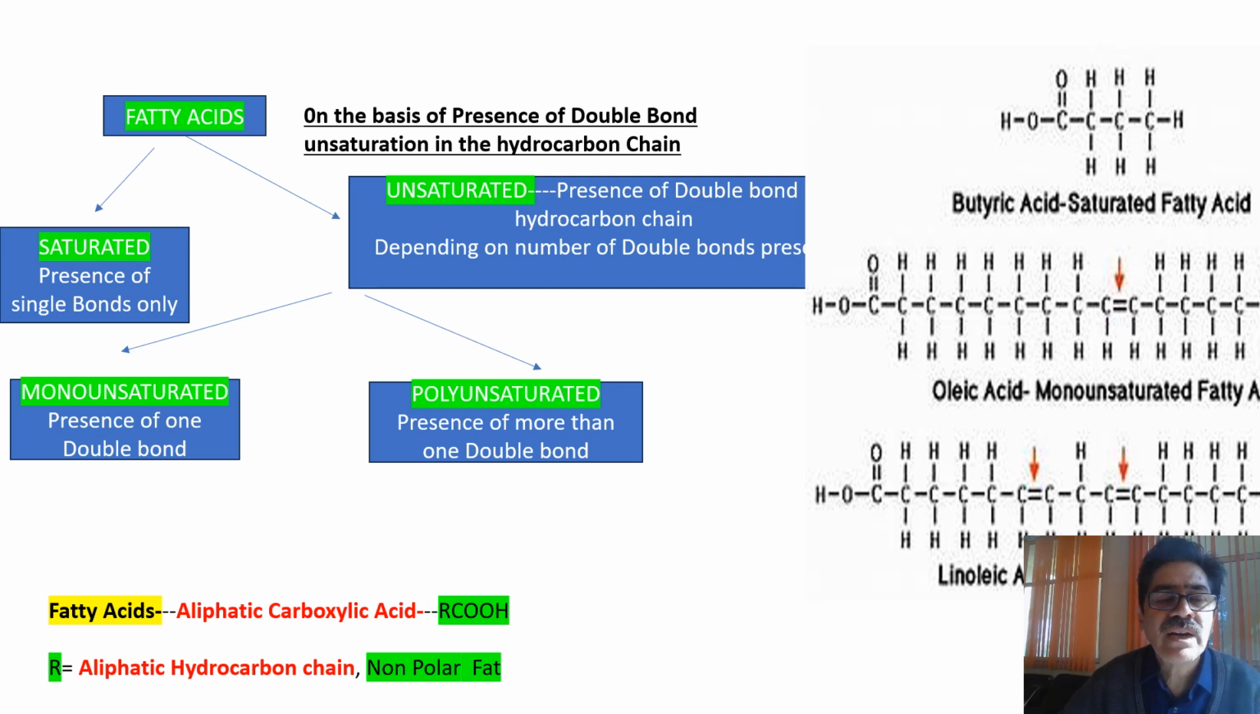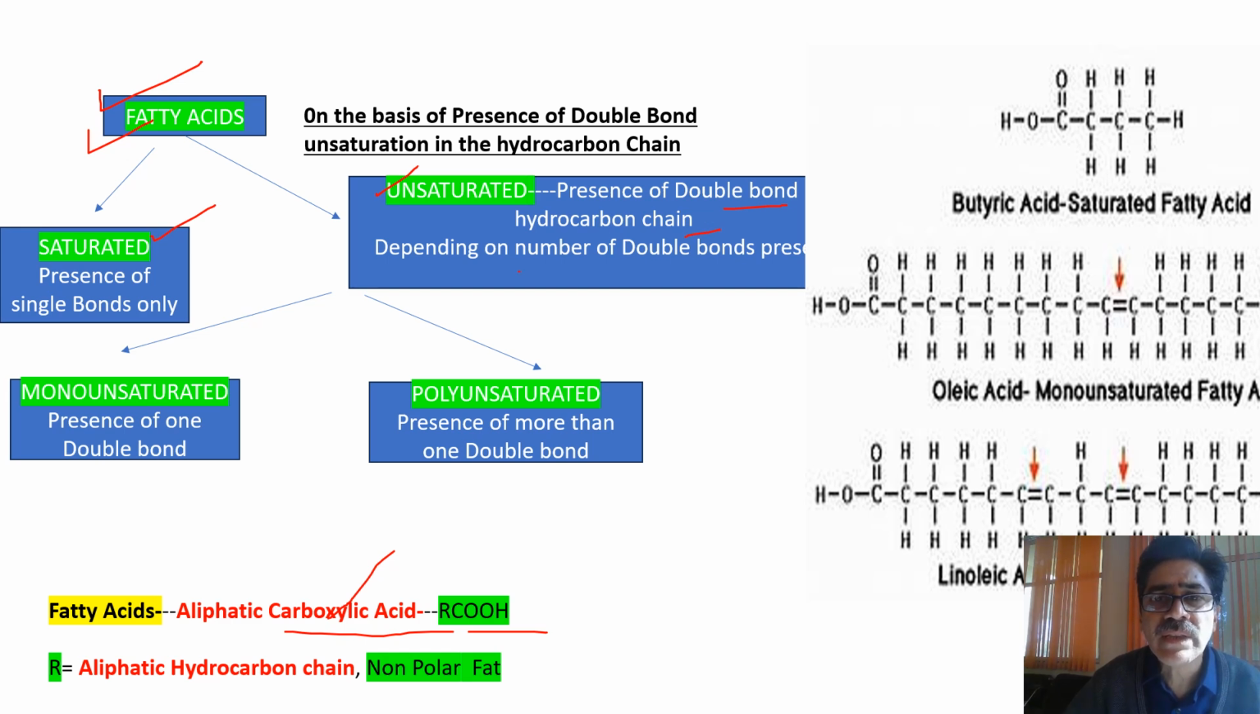Now, as we said earlier, the backbone of triglycerides is glycerol. We talked about glycerol, and the other one is fatty acid. Fatty acid is an aliphatic carboxylic acid, as you can see here, RCOOH. R is the aliphatic hydrocarbon chain. It is non-polar. It is the alkyl group. Now fatty acids can be grouped into two, that is saturated fatty acid and unsaturated fatty acid. This classification is possible on the presence or absence of double bonds. Saturated means presence of single bonds only or absence of double bond. Unsaturated means presence of double bond in the hydrocarbon chain.